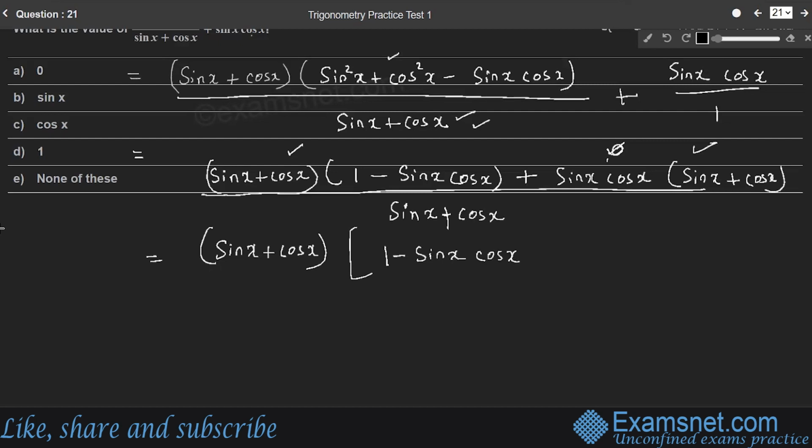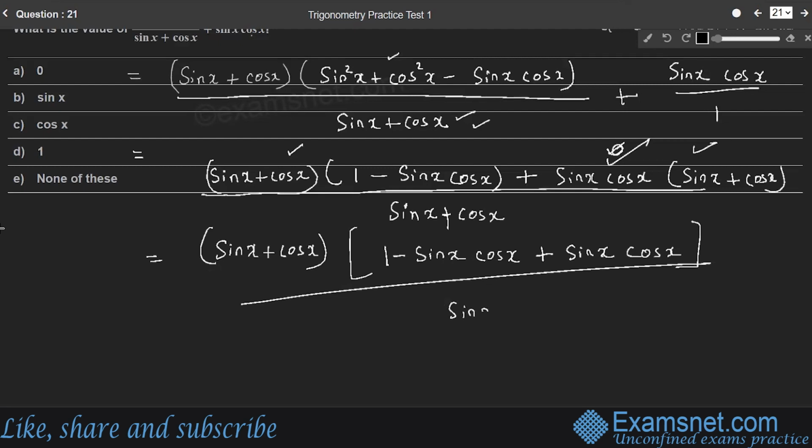And in the second term, we have sin x into cos x, right? Divided by sin x plus cos x. So we can cancel sin x plus cos x and sin x plus cos x, and minus sin x into cos x plus sin x into cos x. So we'll have 1 as the final answer. Right? So 1 minus 0 gives 1. So option D is the right answer.